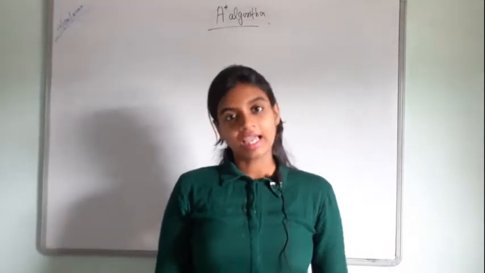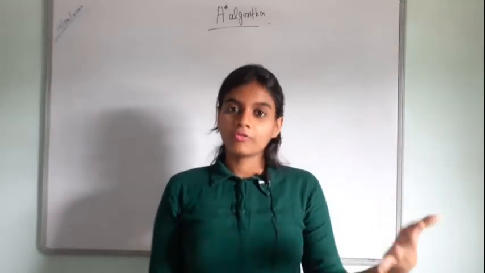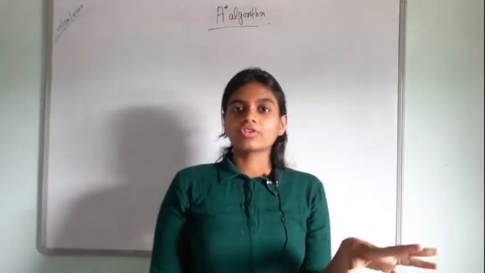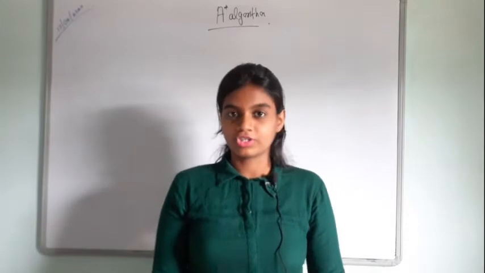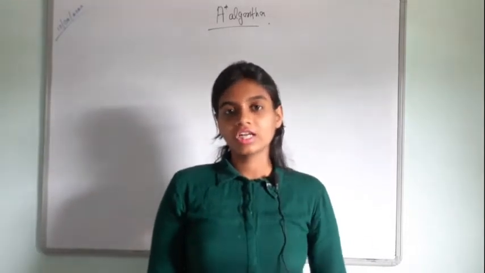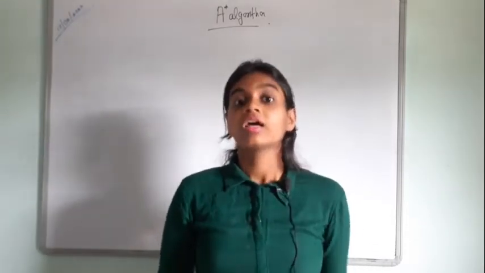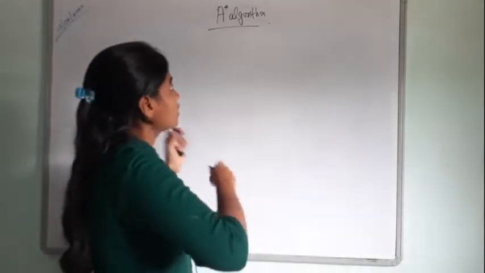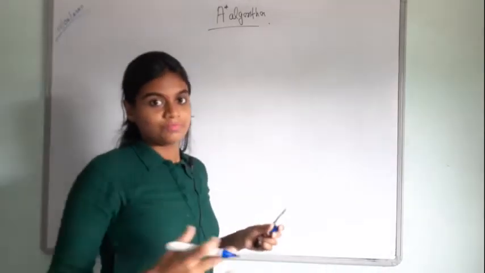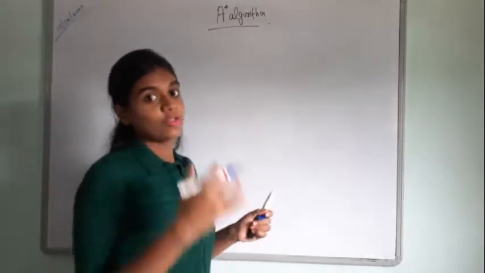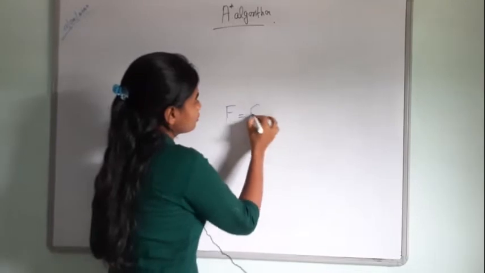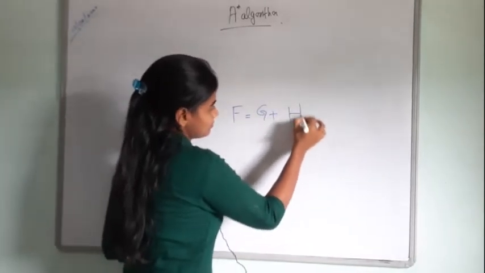But the difference is that uniform cost search is an uninformed search, and A-star is an informed search. Uniform cost search doesn't use a heuristic function, but A-star uses a heuristic function. I will teach you what this heuristic function is. To understand the problems of the A-star algorithm, there is a formula: F is equal to G plus H.